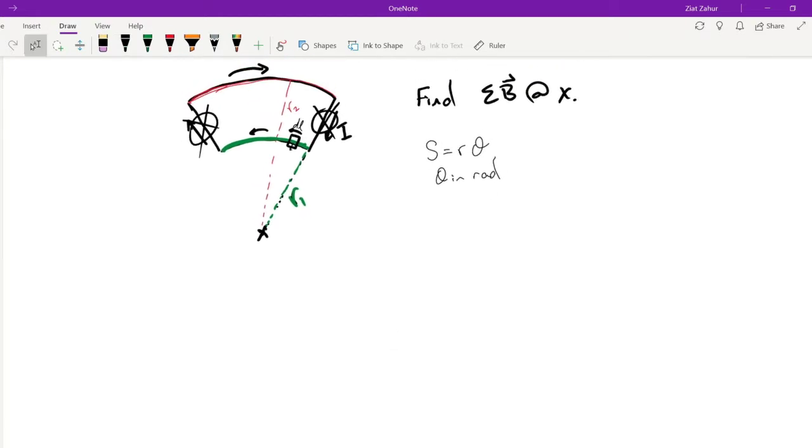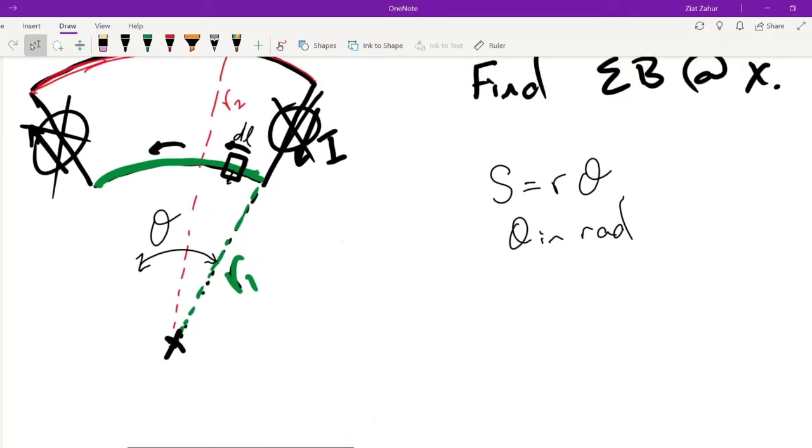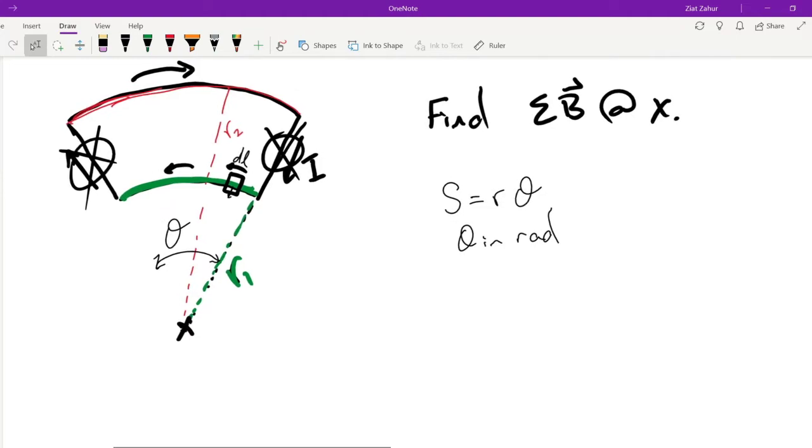Like so. And we will sweep across some amount of theta, some amount of theta as we go around this arc. Okay. Now let's use right-hand rule number one to figure out the direction, at least, and make sure they're the right way.